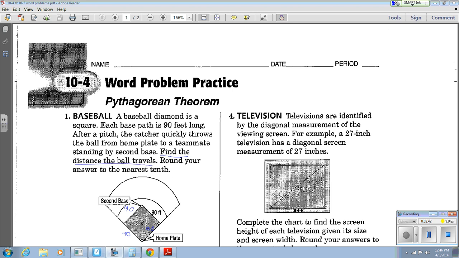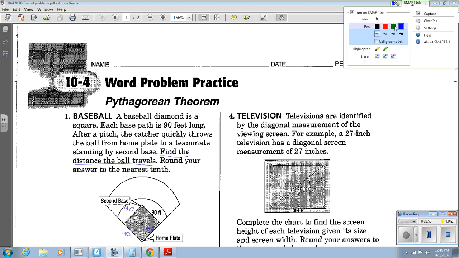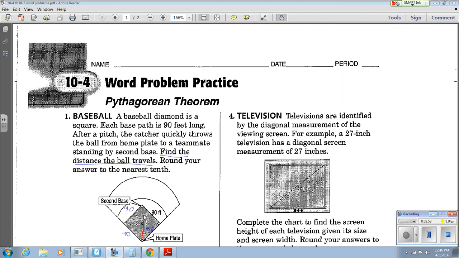If you take a look at the shape here, notice they have a dotted line drawn from home plate out to second base. This line right here from home plate to second base is what we're looking at. And notice, what do you see here? Home plate to first base, and then from first base over to second base, we have a triangle, and it is a right triangle.